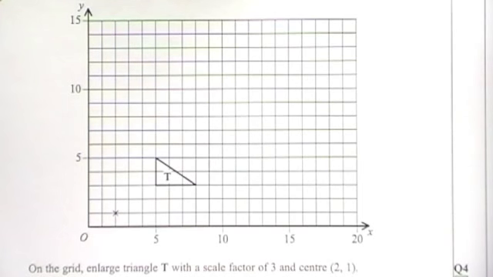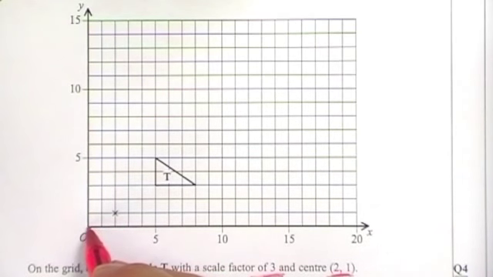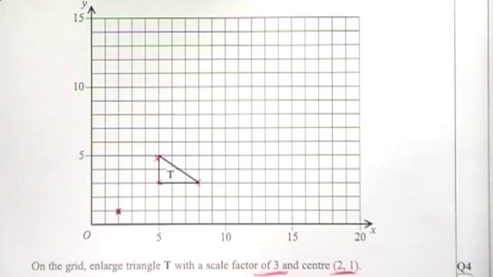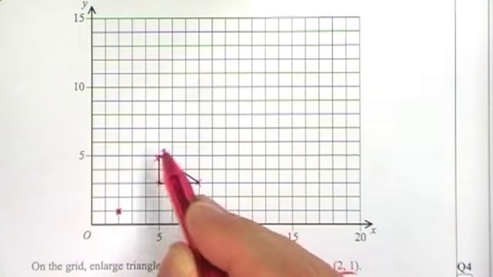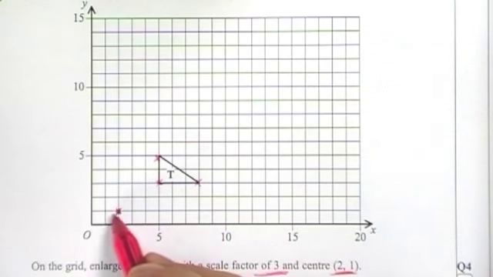Question 4 asked for an enlargement to be done, scale factor of 3 and centre 2, 1. The scale factor of 3 means everything is 3 times as long, and the centre 2, 1 means that's where you start from. So we start at 2, 1, that's usually marked on the grid, 2, 1. And with a scale factor of 3, it means all the 3 corners of this triangle are going to move to be 3 times further away from the centre.